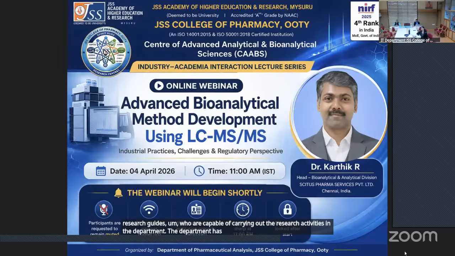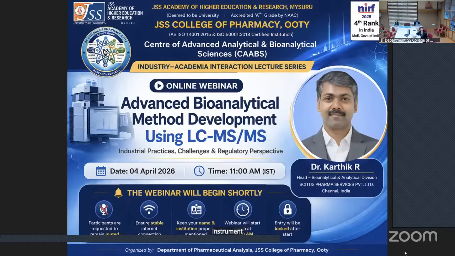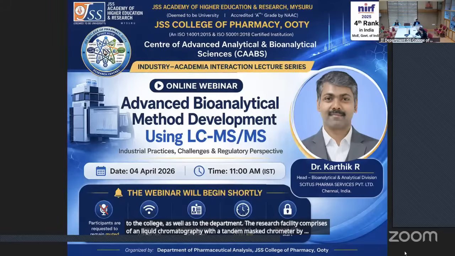The department has got 3 well-established laboratories. One laboratory is earmarked for high-end instrumentations, which caters the needs of the research activities pertinent to the college as well as to the department. The research facility comprises of a liquid chromatography with a tandem mass spectrometer by Shimadzu, which is containing a triple quadrupole mass spectrometer. We do have a liquid chromatography with a single quadrupole mass spectrometer and an array of HPLC instruments with various detector configurations like UV detector, UV visible detector, photodiode array detector, refractive index detectors. And in addition, we do have a semi-preparative HPLC instrument with a PDA detector.